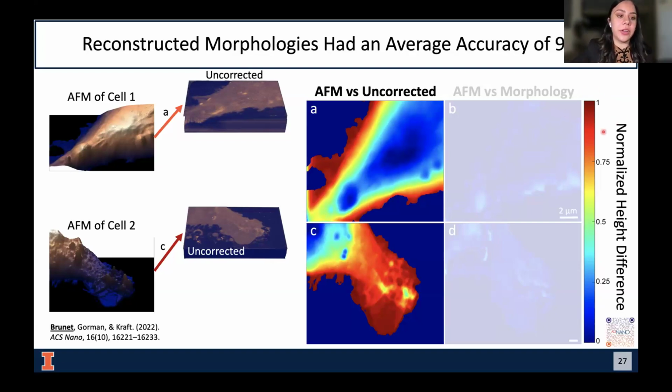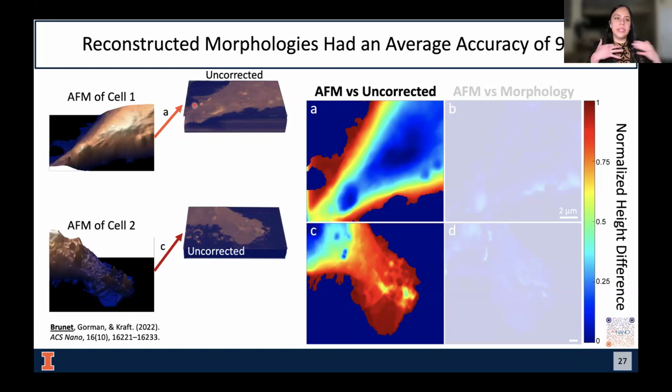So values that are closer to 1 mean that this normalized height difference is high, or basically there's a high error, meaning that the shapes do not match. And values that are closer to 0 mean that their shapes match, or basically lower error. So we started off by comparing the AFM data with the uncorrected morphology.